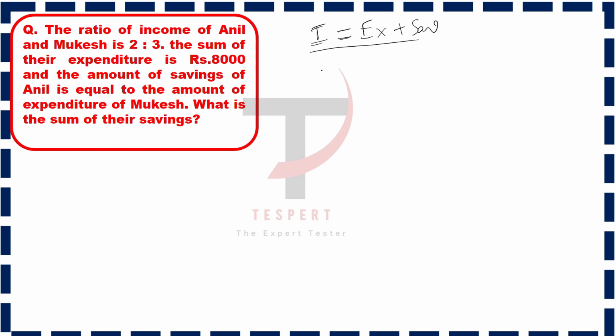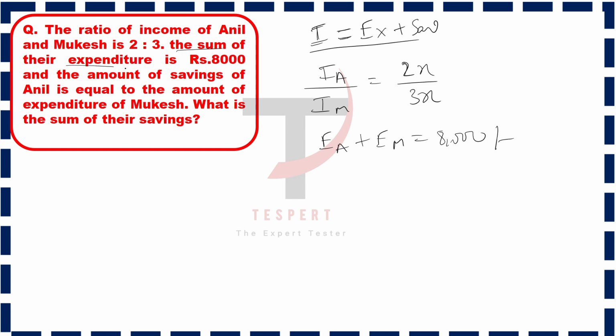So here the income of Anil and income of Mukesh, we can assume as 2x and 3x, right? 2 is to 3, 2x and 3x. And what about the expenditure? Expenditure of Anil and expenditure of Mukesh. The sum of the expenditure is 8,000.